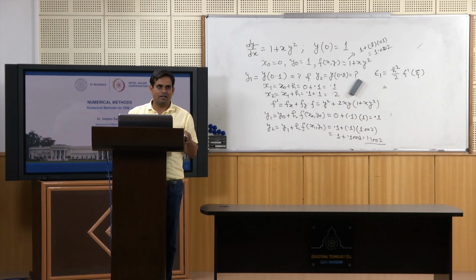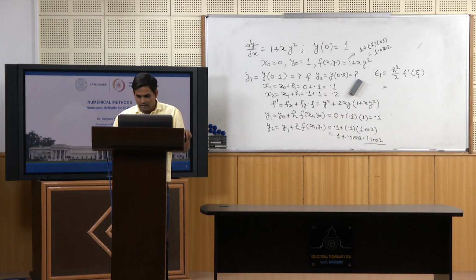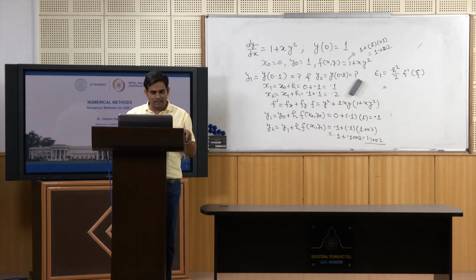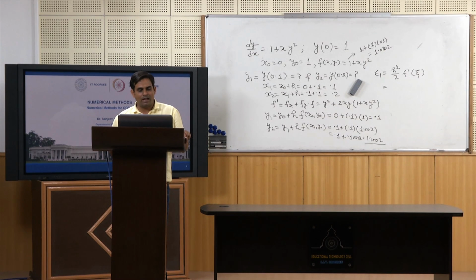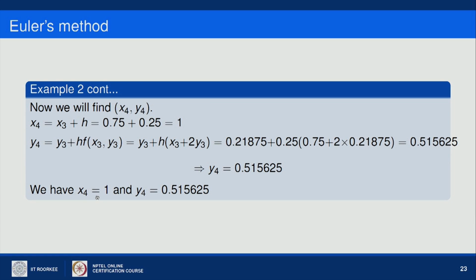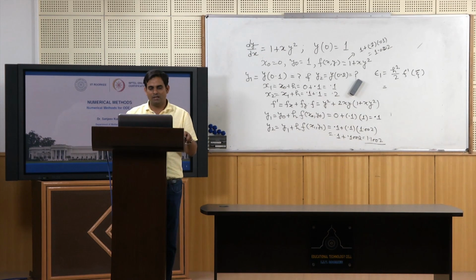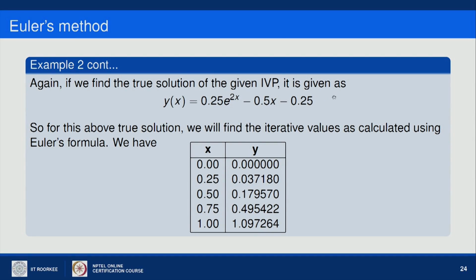So, the value at x equals 0.25, that is y1, is given by this one and it is coming out to be 0. At x equals 0.5, y2 is coming, using Euler's process, as 0.0625. Similarly, when x3 is 0.75, y3 is coming as 0.21875 and finally at x4 equals 1, y4 is coming out as 0.515625. So, the true solution of the initial value problem is given by this particular expression.